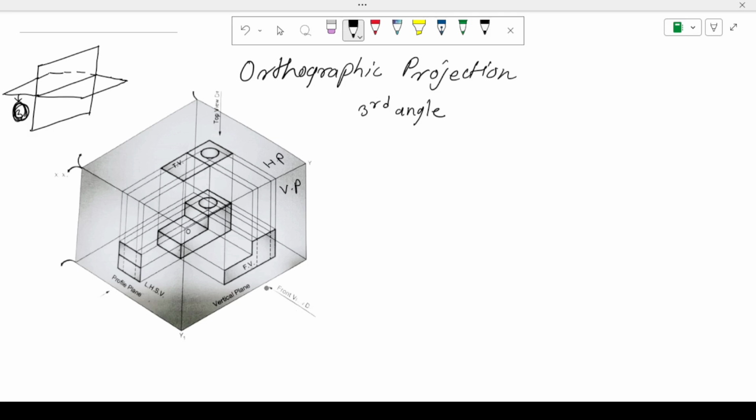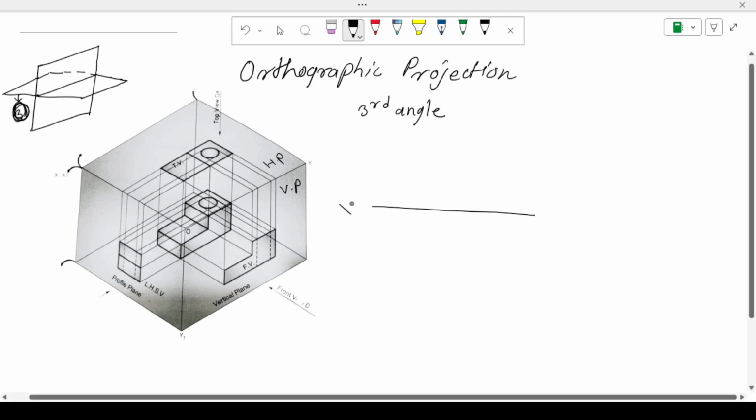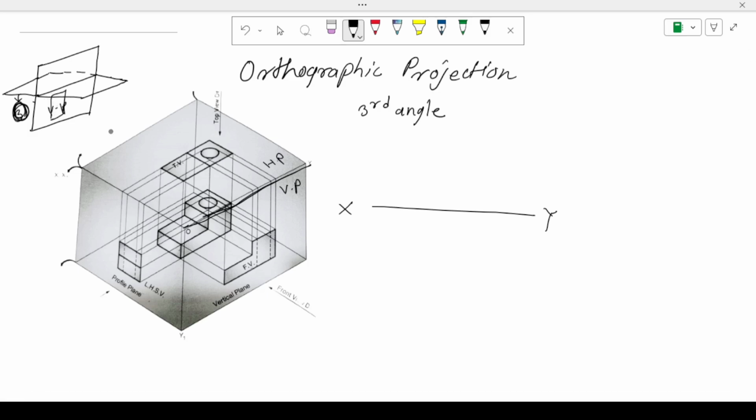In third angle, this is our front view direction. Whatever the front view is, it is formed on a vertical plane. This is our XY line. The object is formed on the vertical plane, and remember that this is our XY line. This is our vertical plane, and the object is formed here. So always in third angle projection, the front view is formed below the XY line.